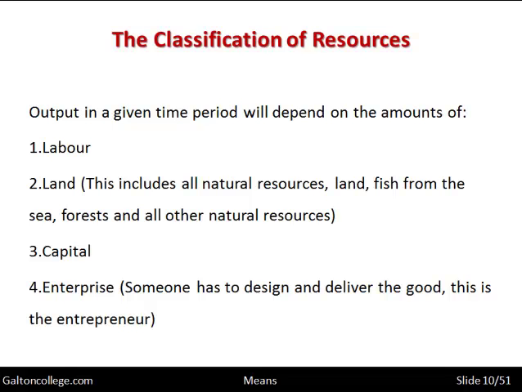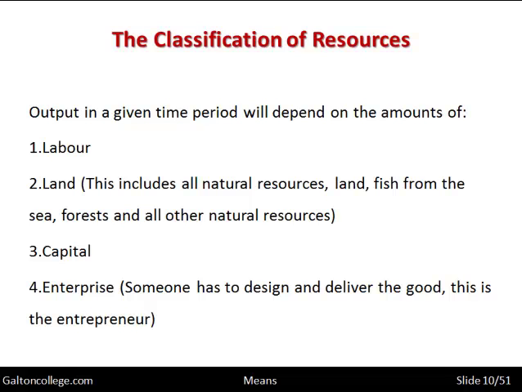And the final classification resource is enterprise. Someone must have the idea for production. Someone must organize it. Someone must decide on what's going to be produced. Someone must take risk. Someone must think, this product is a good idea, this product will sell, let's produce this product. And if it doesn't sell, that person is responsible. If it does sell, that person will be rewarded with profits. So we have four factors of production, as we call them. These are four factors of production: labour, land, capital, and enterprise.